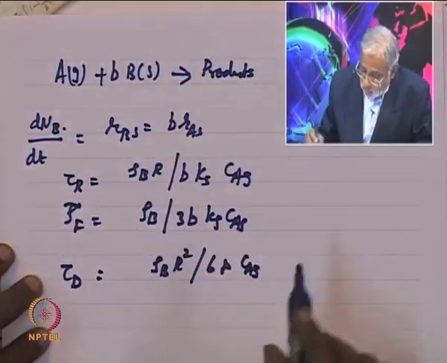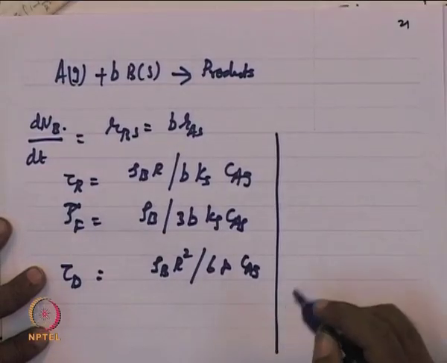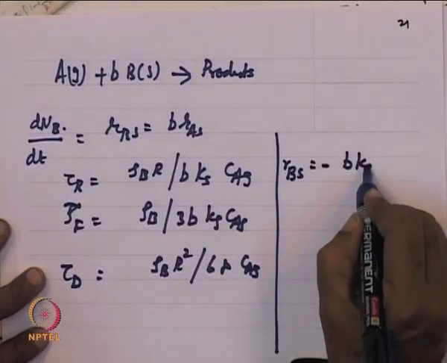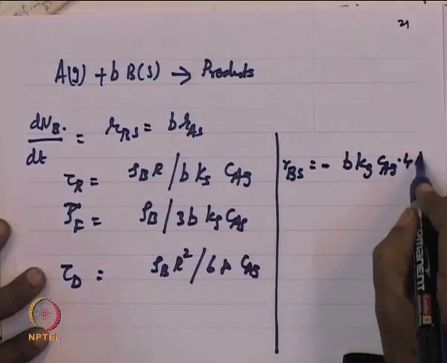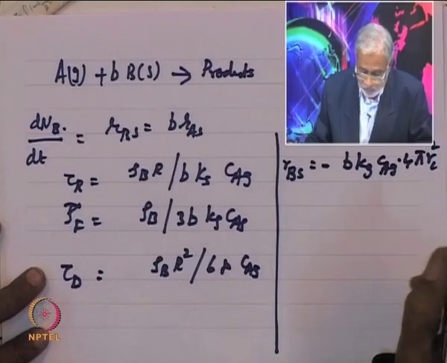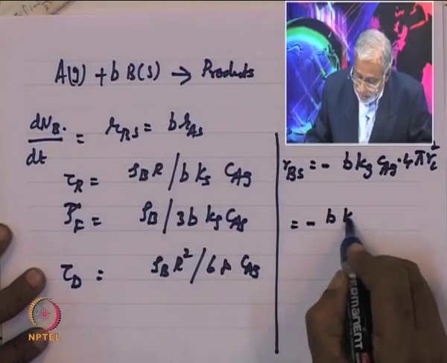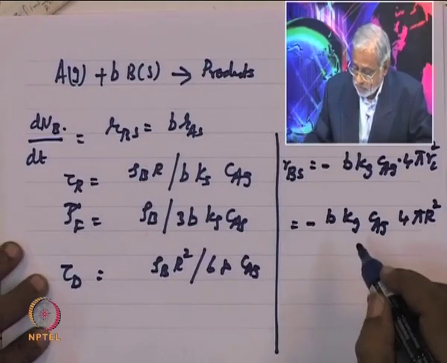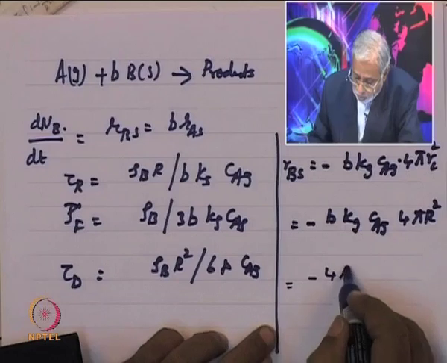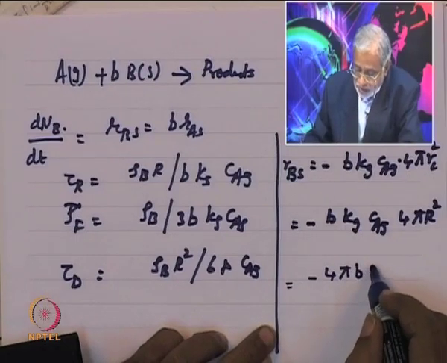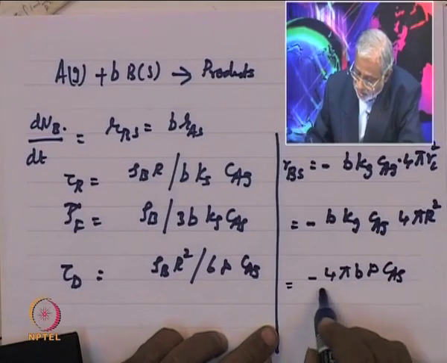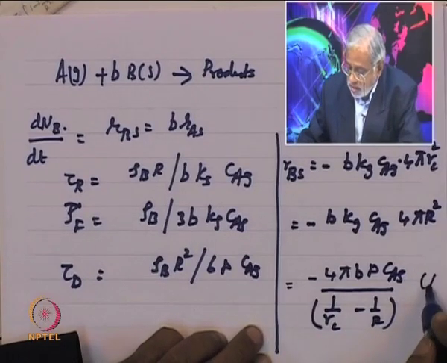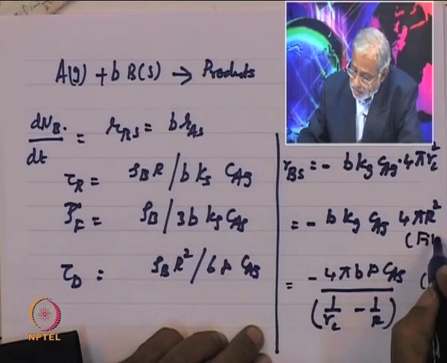Now, what we want to recognize, let me just write here so that I do not lose the thread: R B S equals minus B K S C A G into 4 pi R C squared. This is for reaction control. It equals minus B K G C A G into 4 pi R squared for film diffusion control. And it equals minus 4 pi B D C A G divided by 1 by R C minus 1 by R. This is for ash control. This is ash, this is film, this is reaction.